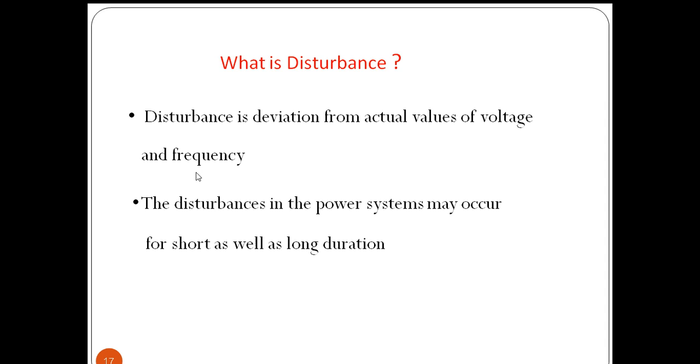And suppose actually we need to get 50 hertz. In India, we are maintaining 50 hertz frequency. Suppose if you are getting 49.5 hertz, so the 0.5 hertz will be the deviation, and that is causing disturbance. The disturbances in power system may occur for short as well as long duration. So we may accept small disturbances for a short moment, but continuous persisting of these disturbances will cause problems to the devices which are in operation. So we should remove the disturbances which may be occurring in the existing system.